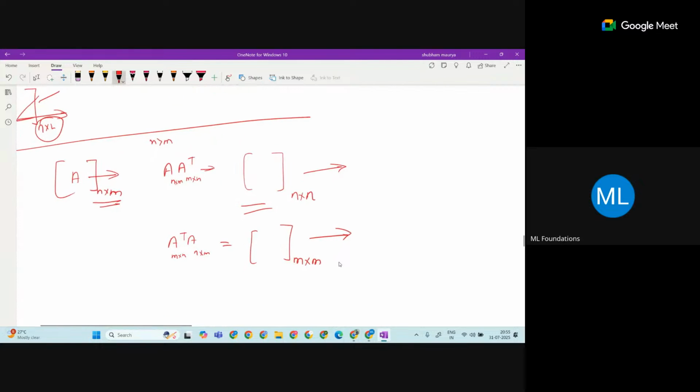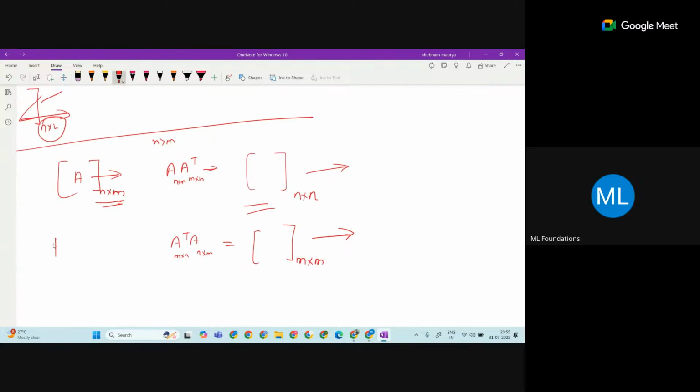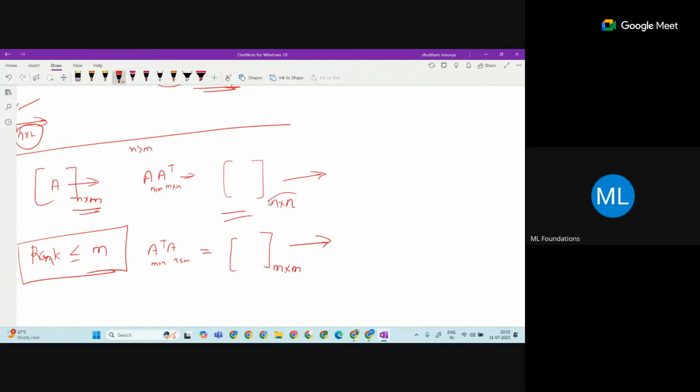Okay, but we check the rank. The rank is always going to be less than or equal to m. You can always verify it. Either it could be m or lesser than m. So that means this matrix has mostly zero eigenvalues. How many zero eigenvalues? That many: n minus m. And if your rank is lesser than m, in that case it has more.